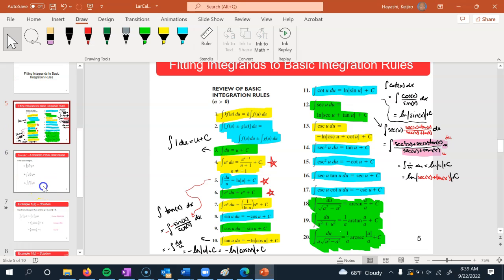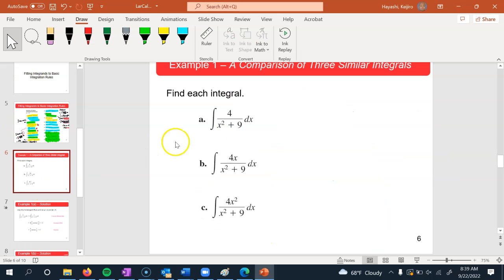All right, so we're going to look at the integral of 4 over x squared plus 9, then the integral of 4x over x squared plus 9, then the integral of 4x squared over x squared plus 9. Now these only differ by the power of x that's on top. The first one has no x, so like a power of 0. The second one has a power of 1 for that x, and the third one has a power of 2.